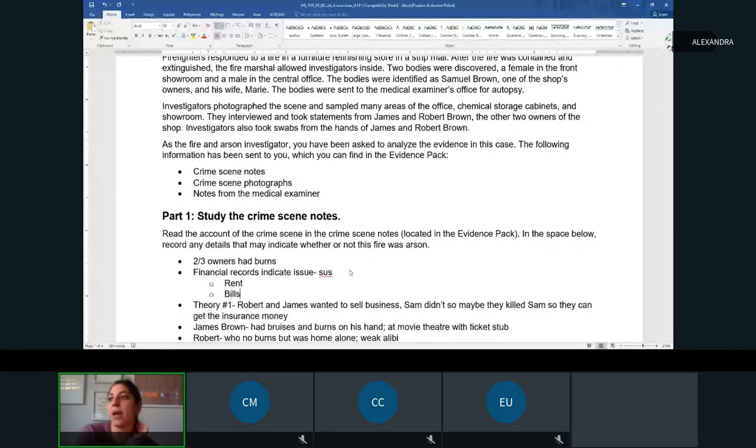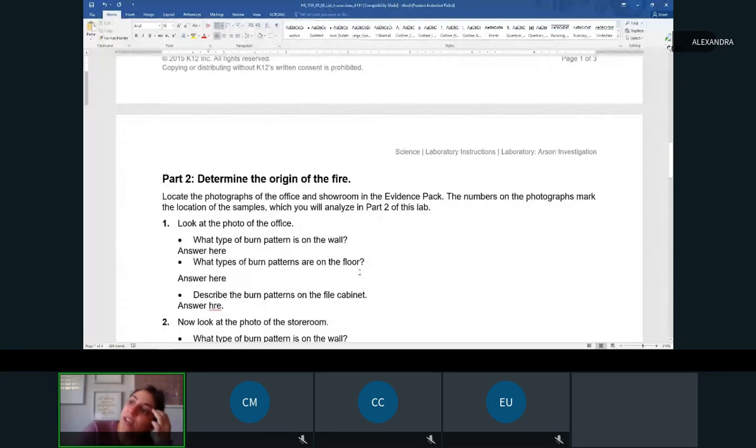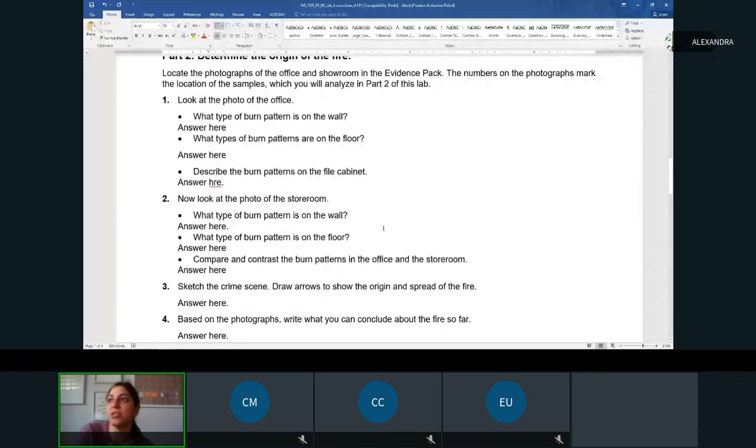Good. Okay, so let's go into part 2. Sorry, my allergies are really bugging me, which is why I keep itching. We're going to take a look at the photographs of the office and the showroom in the evidence pack. The numbers on the photographs mark the location of the samples. So you're going to do that in part 2 of this lab. The first thing you're going to do is answer these questions.